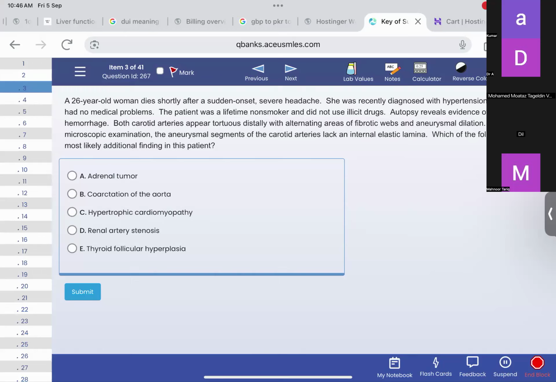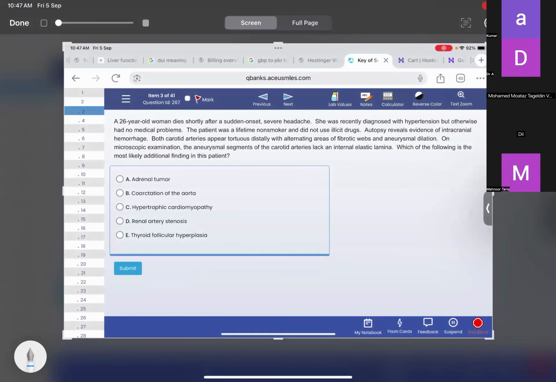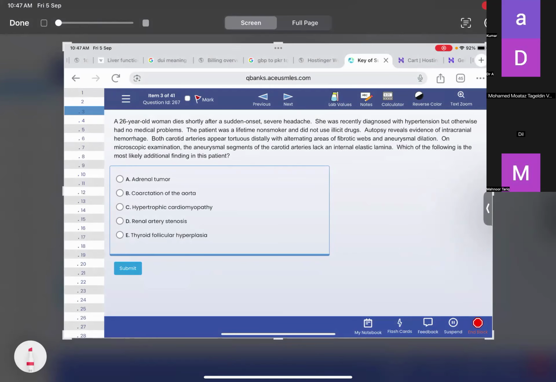So, what do you think? What's the problem occurring here? Increased blood pressure, maybe due to coarctation. The patient had a stroke, severe headache, then most probably an aneurysmal rupture.